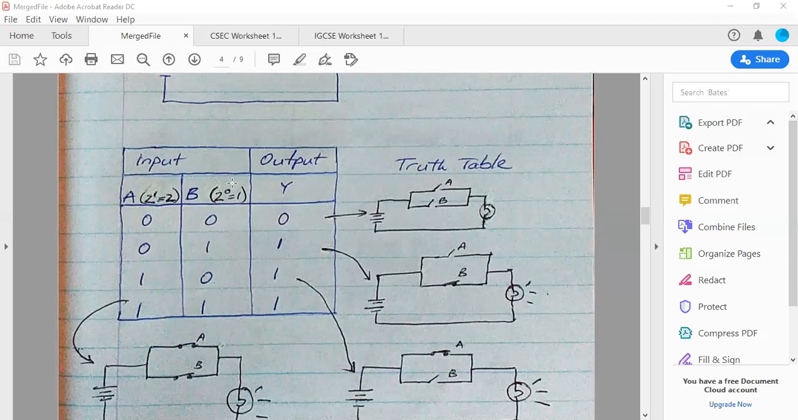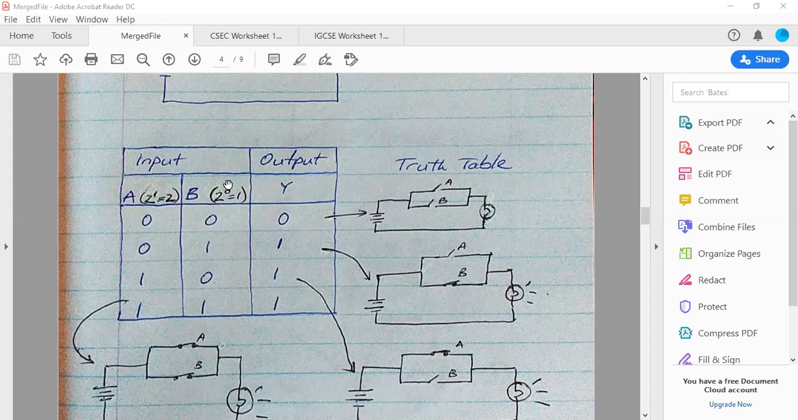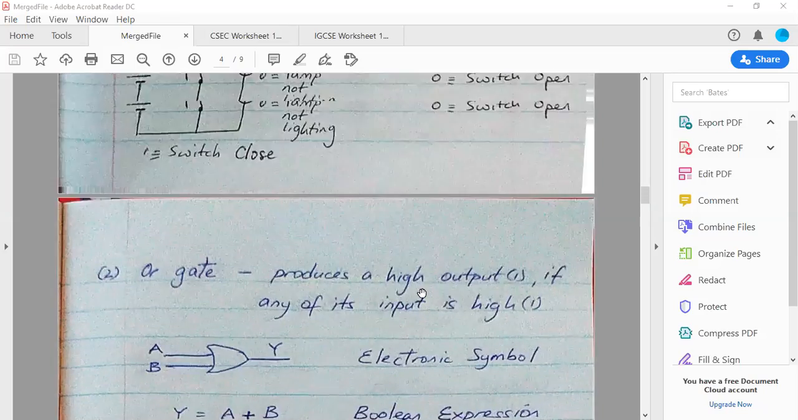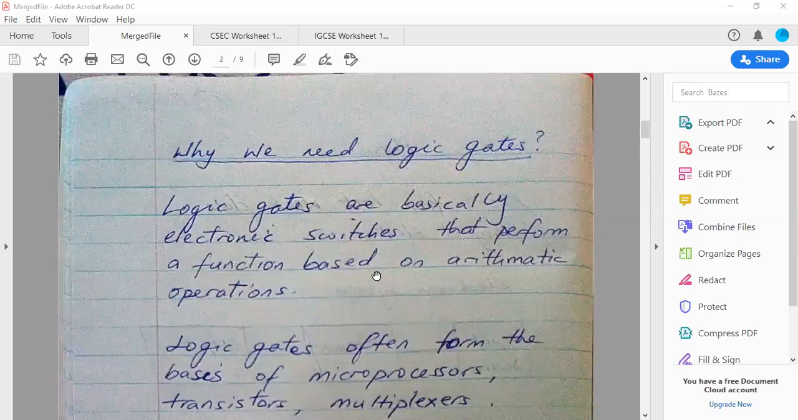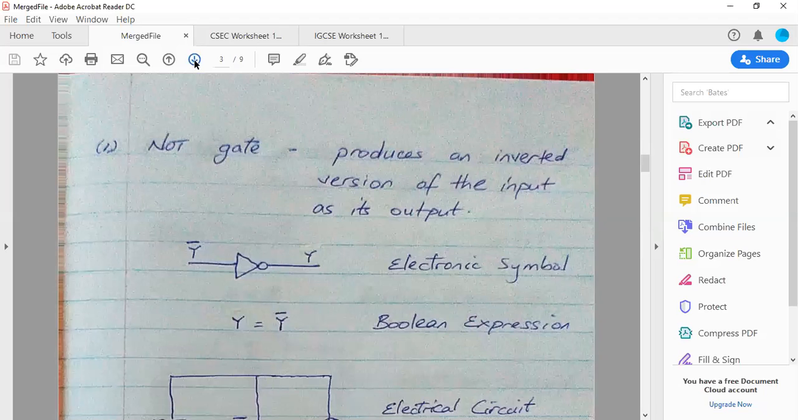So how do we set up your truth table? Your first column is 2 raised to the power 0, because this is the first column, and 2 raised to the power 0 is 1. Your second column is going to be 2 raised to the power 1, which is 2. The reason why we use base 2 is because, as we said earlier in the very first part, digital circuits comprise of only two values, 0 and 1. Good. So that's why we use base 2.